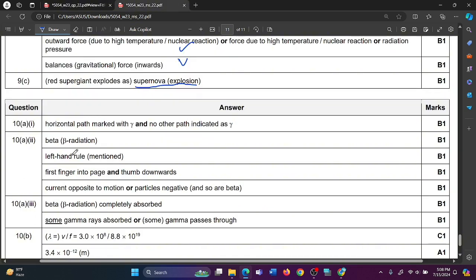Let's look at the mark scheme. The mark scheme says this is a beta radiation. Yes, we got this mark. Left hand rule mentioned, we did mention left hand rule. First finger into the page, that's the pointer finger, and thumb downwards. We got this mark as well. Below and downward, same thing.